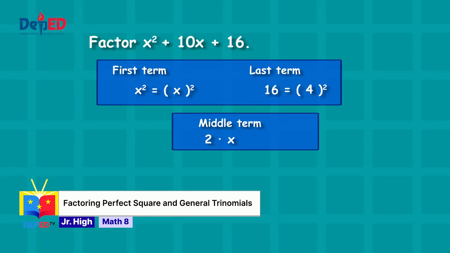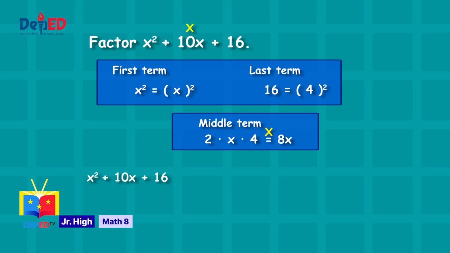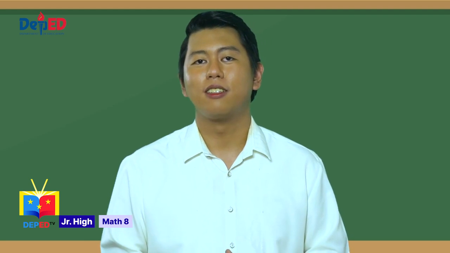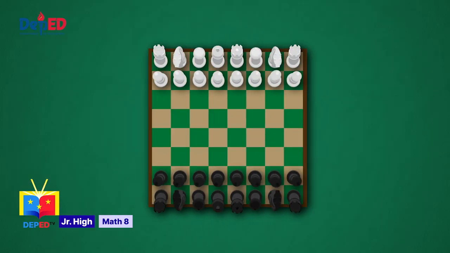What is 2 times x times 4? It is 8x. But wait, don't we need 10x to be the middle term? What does this mean? It means that x squared plus 10x plus 16 is not a perfect square trinomial. There are instances that the trinomial is not a perfect square trinomial but can still be factored. Let us look at this.